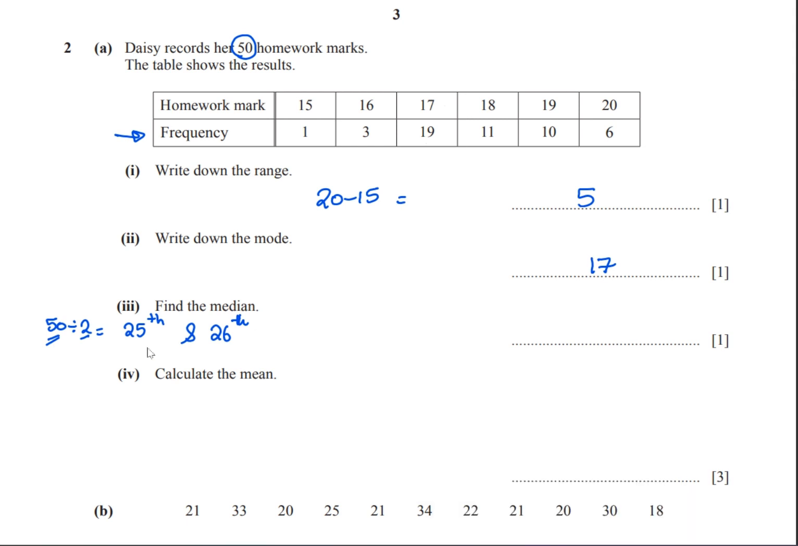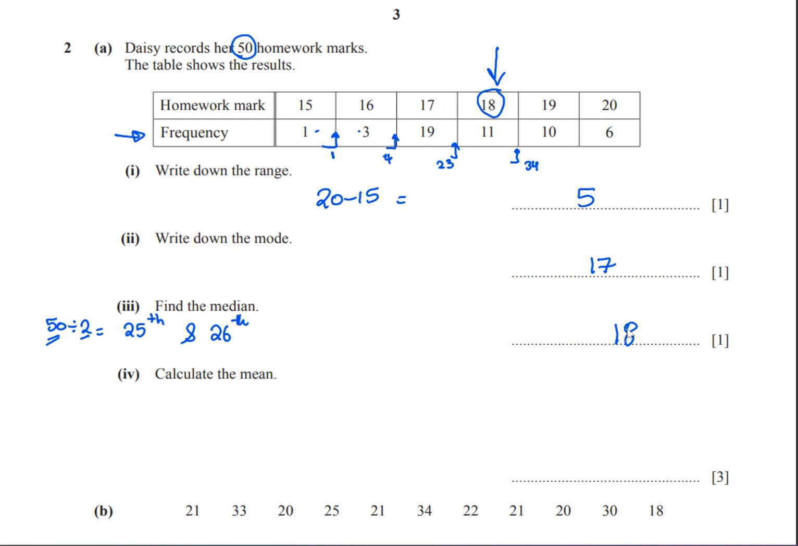Here I can get the median position between the 25th and the 26th. If I count from here till here, I have only one homework. Till here, I have 4 homeworks. How 4 homeworks? 1 plus 3, 4. Till here, I have 23 homeworks. Till here, I have 34 homeworks. So of course, the 25th and the 26th lie here. So the median is 28.